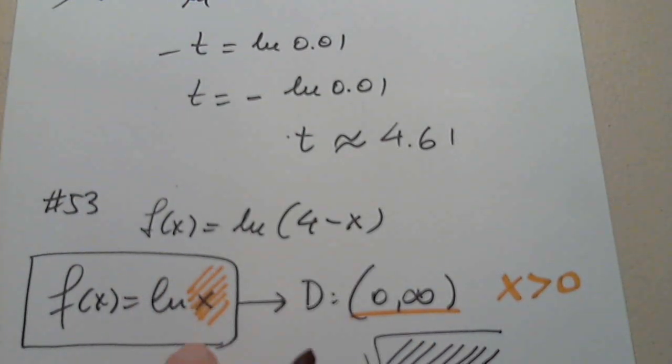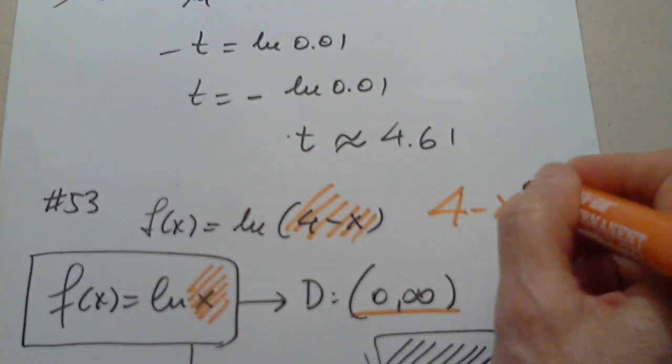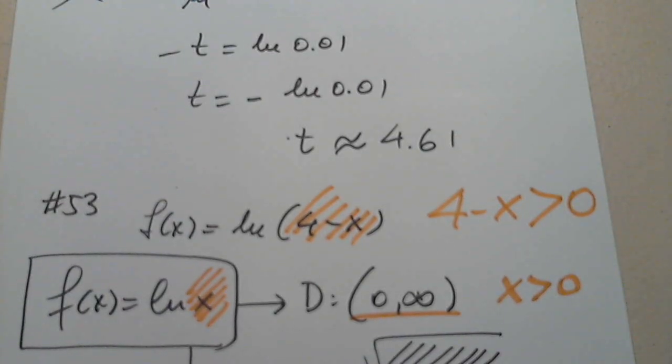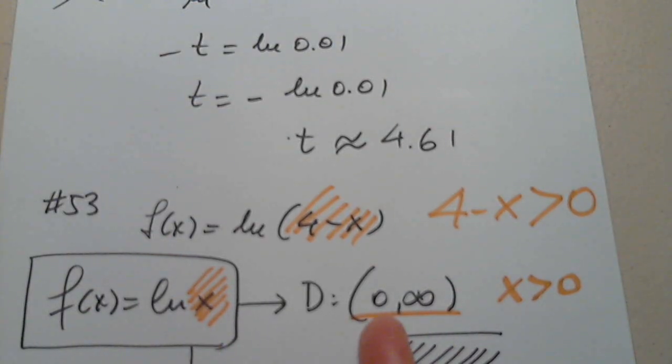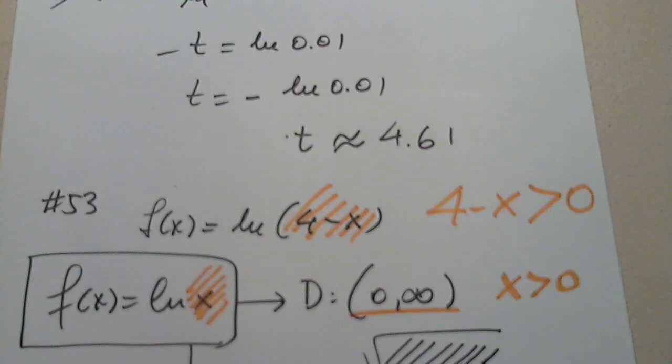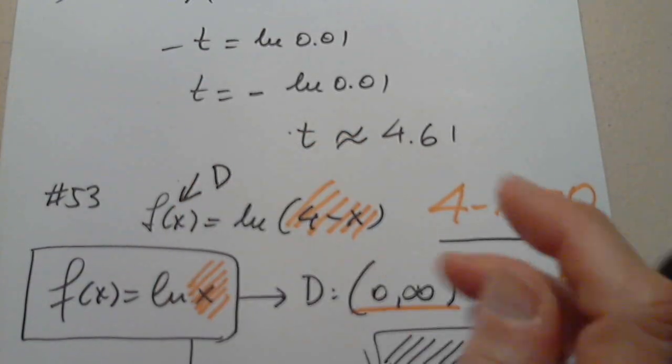But this function is not applied to x. It is applied to 4 minus x. Therefore, 4 minus x has to be greater than 0. So I have to solve this inequality to find the domain of this function. Here, for the square root, I have to solve this inequality greater than or equal to 0. For the rational function, this denominator cannot equal 0. So now I have to solve this to find the domain of this function.